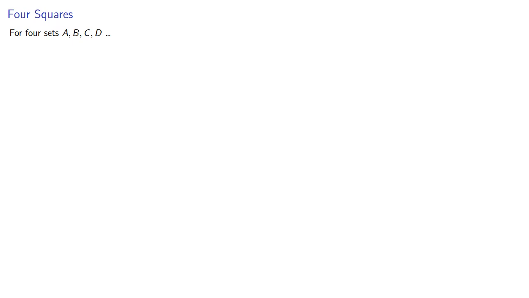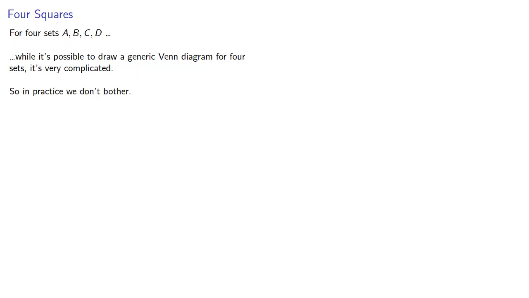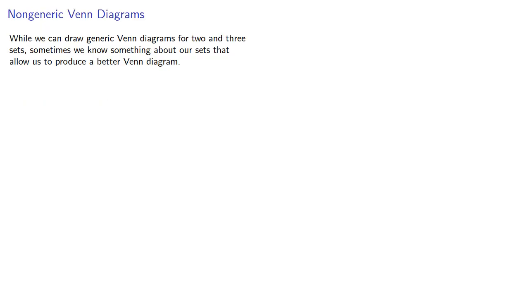And we could try to do the same thing for four sets, but while it's possible to draw a generic Venn diagram for four sets, it's very complicated, so in practice we don't bother. Now, while we can draw generic Venn diagrams for 2 and 3 sets, sometimes we know something about our sets that allows us to produce a better Venn diagram.